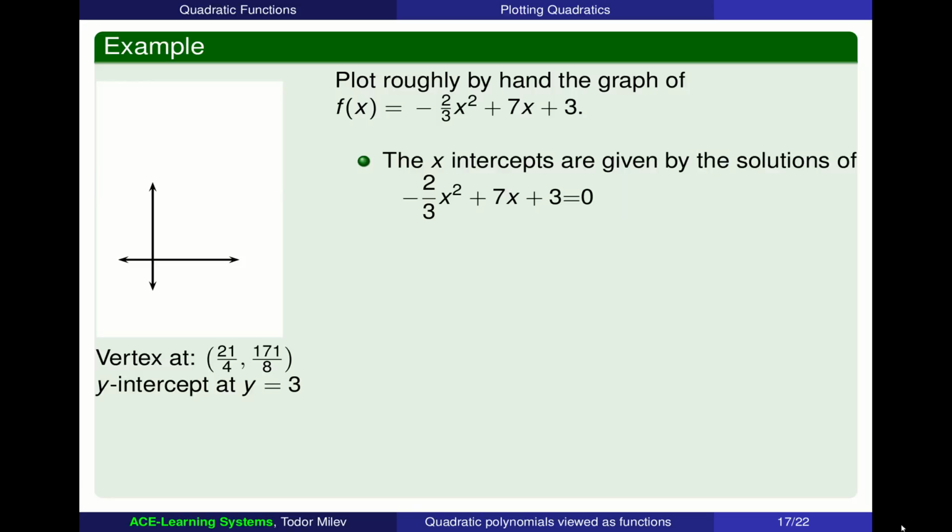Now let's find the x-intercepts. To find the x-intercepts of our parabola, we need to solve the equation -2/3 x squared plus 7x plus 3 equals 0. Let's do that.